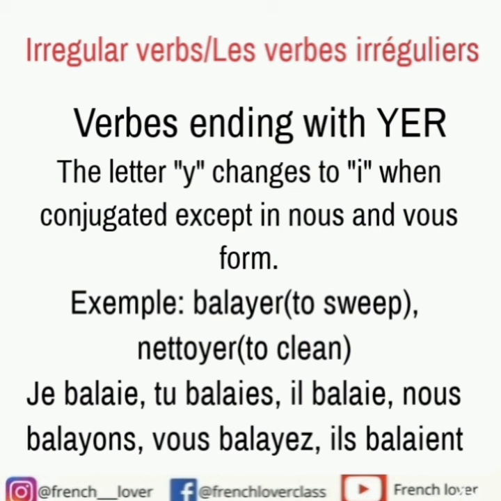So when you conjugate, normally it was supposed to be balaye, but you change the Y to a letter I. Je balaie, tu balaies, il balaie. In front of nous, it goes back to the Y. Nous balayons, so as to enable easy pronunciation. Vous balayez, vous too goes back to a letter Y. And then when you go back to ils, it changes back to a letter I. Je balaie, tu balaies, il balaie, nous balayons, vous balayez, ils balaient.